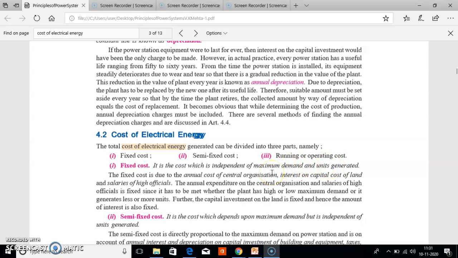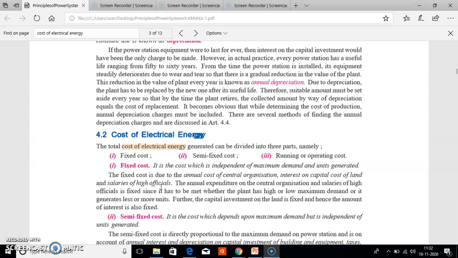The fixed cost is used for the cost of central organization or administration, interest on capital cost of land procurement, and salaries of high officials.